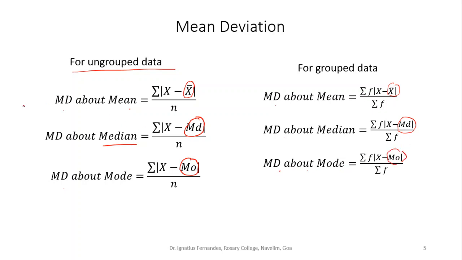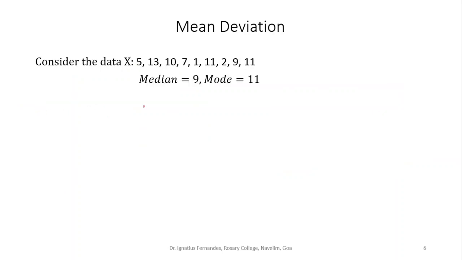We have already seen how to calculate mean deviation about mean when we started this module. So let us say I have this data here: 5, 13, 10, 7, 1, 11, 2, 9, 11, and say the median and mode are already calculated. We already know how to calculate median and mode. Let us say I want to calculate the mean deviation about median. The formula is the summation of the absolute value of x minus the median, divided by n. So from each of these x values, you subtract the median.